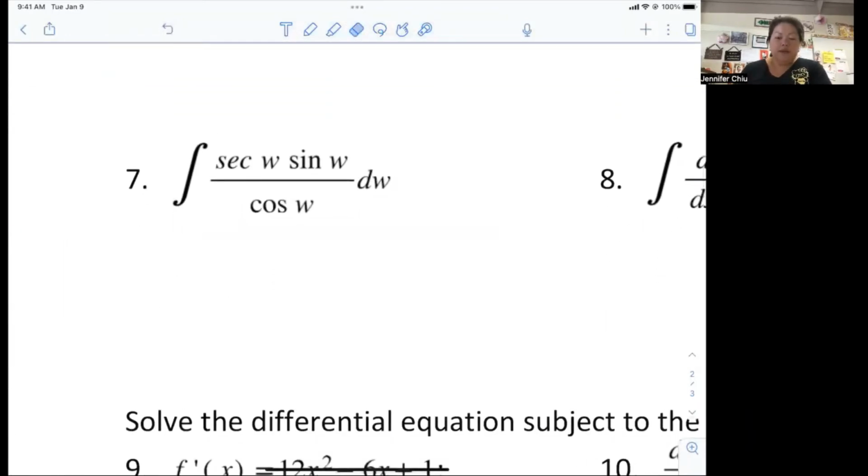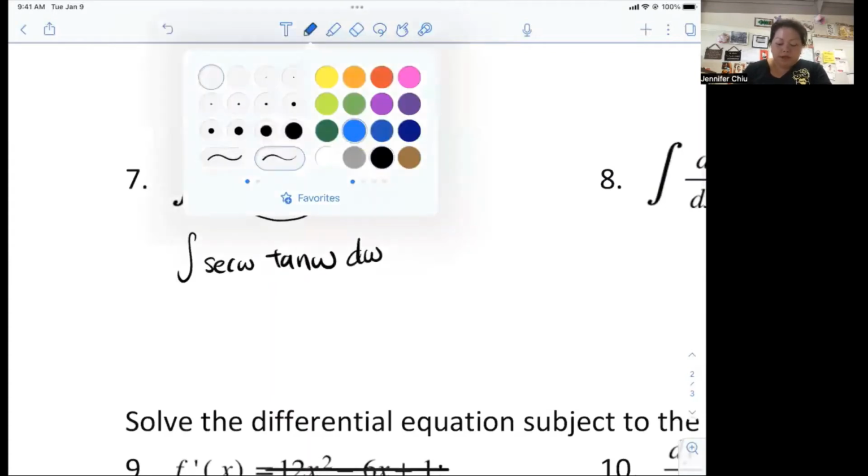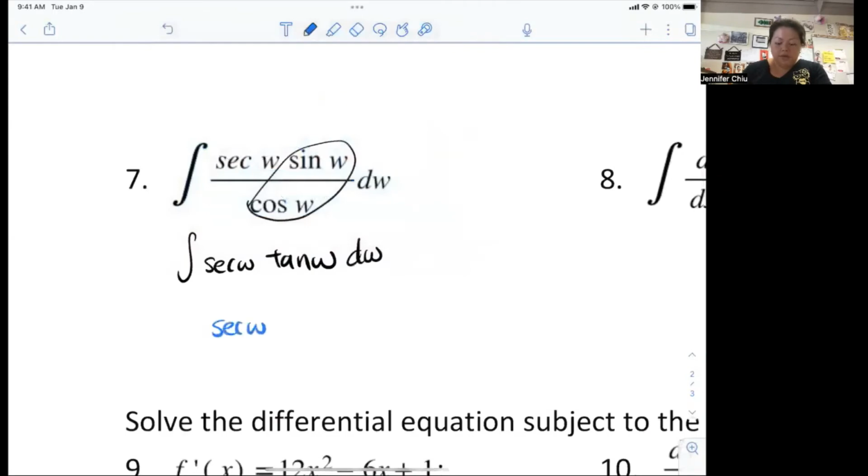Similarly, we want to rewrite this so it's something doable, but I think the first step would be to look at it and say, can I change secant w? Secant w is 1 over cosine, so for me that doesn't do much change. Then I look at the alternative. I look at sine w over cosine w. This becomes secant w, tangent w, right, dw. So now you know then that the antiderivative is secant w plus c.